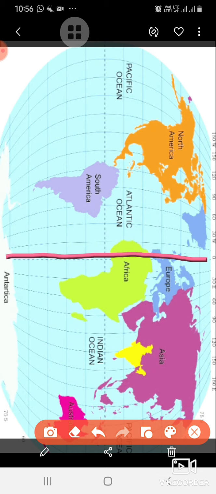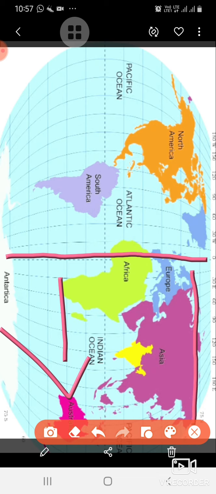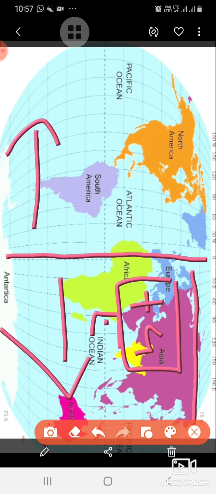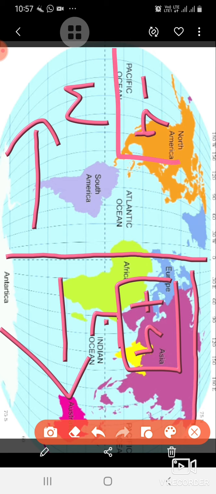When we go towards the east side, 0 degree to 180 east, we always see that the time is adding up, plus 4. That means 4 minutes are added. Is it clear? Now this side you see, when we go towards the west side, the 4 minutes are in minus 4.